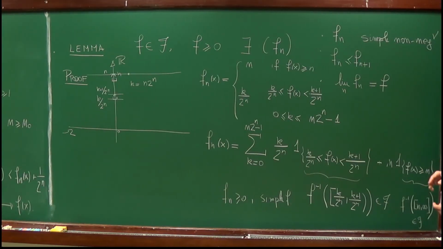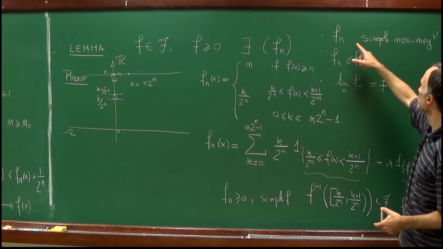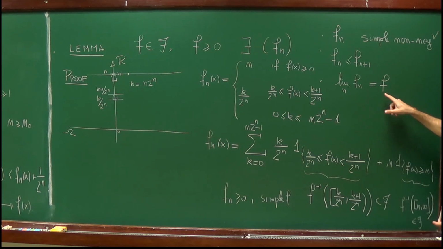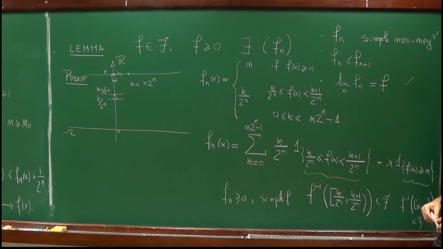So up to this point, we proved that the sequence we defined, fn, is a sequence of non-negative simple functions, and we just proved that the sequence fn converges to f. Now, it remains to show that this sequence is monotone, and this is our last claim that I will now prove.